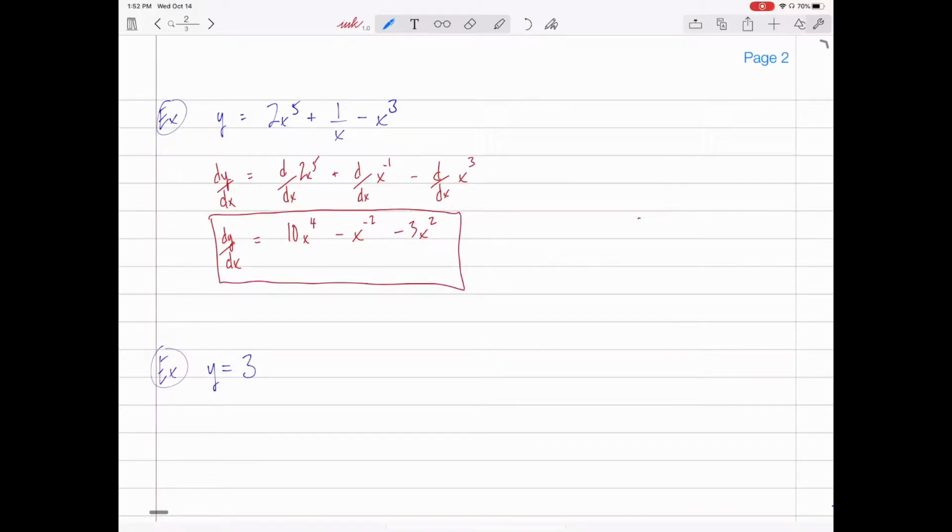Okay, so like I said, I wouldn't normally write all those d dx's out. That's just to show you that we have to do the same thing to every term. So we're just taking the derivative of each individual item.